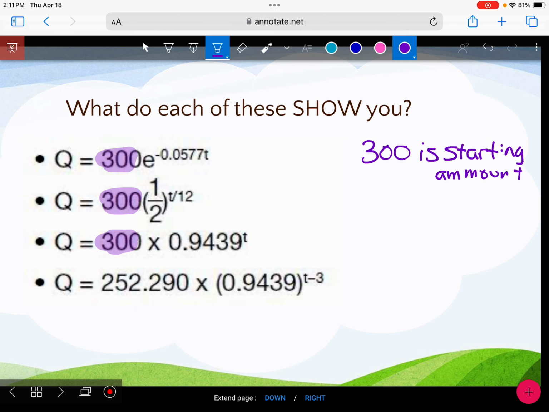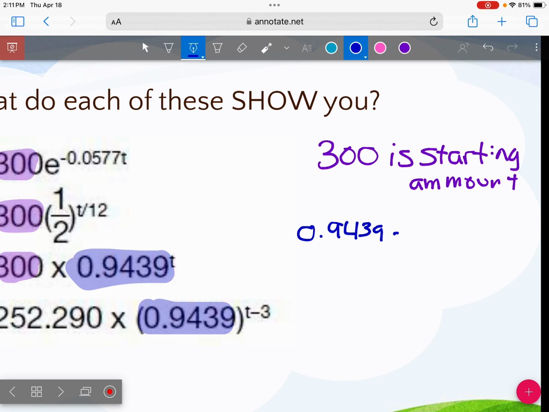What else do we see? The 0.4 or 0.9439. We've got that in a couple of them. Do you remember what that's called? It's not the rate, but it's close. Because the rate would be our percent change. It's a lot smaller. The 0.9439, that's our growth factor. That's our base, the thing that's being raised to the power.